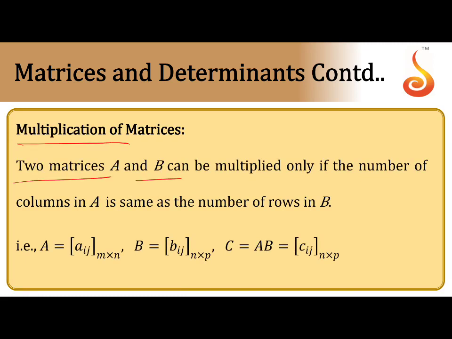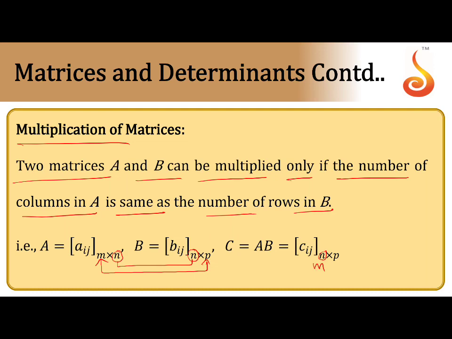Next comes multiplication. Two matrices A and B can be multiplied only if the number of columns in A is the same as the number of rows in the second matrix. So this condition is most important. When you multiply two matrices, the number of columns in the first matrix should coincide with the number of rows in the second matrix. The resulting matrix will be M by P. So the resulting matrix is C, that is AB. Sorry, here it is given as N. Please correct it. This is an M by P matrix only.